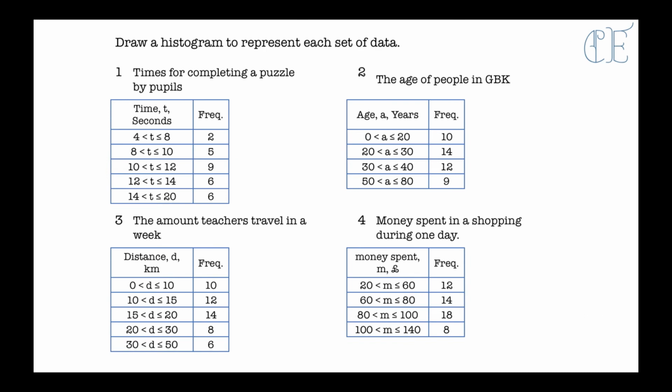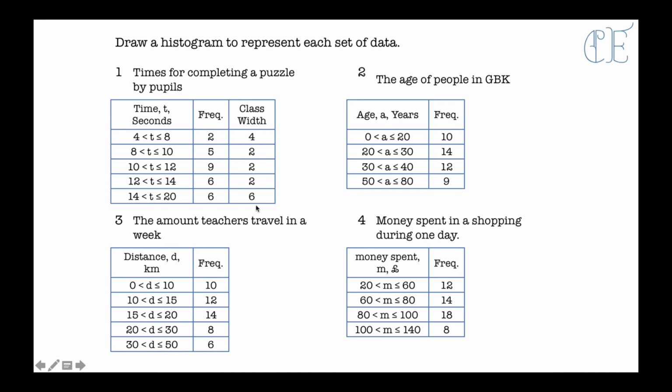Okay, if you paused the video and had a go at those questions, I'm just going to insert all the answers that you would have needed. So you've got the class width here. So between 4 and 8 is 4. Between 8 and 10 is 2. Between 10 and 12 is 2, 12 and 14 is 2, and then 14 to 20 is 6.